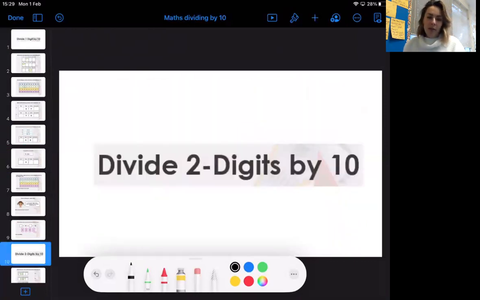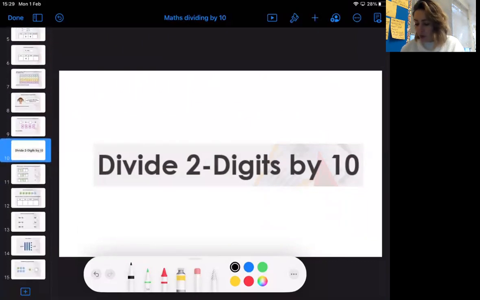Let's have a look at some examples of dividing 2 digits by 10. You should be familiar with these because we have touched upon them in class. Again, there's going to be questions within the presentation, so I will show you the slide and you have a go at answering those questions. And when I answer them, you can mark them in a different coloured pen, and that is the work that you can upload onto Dojo.